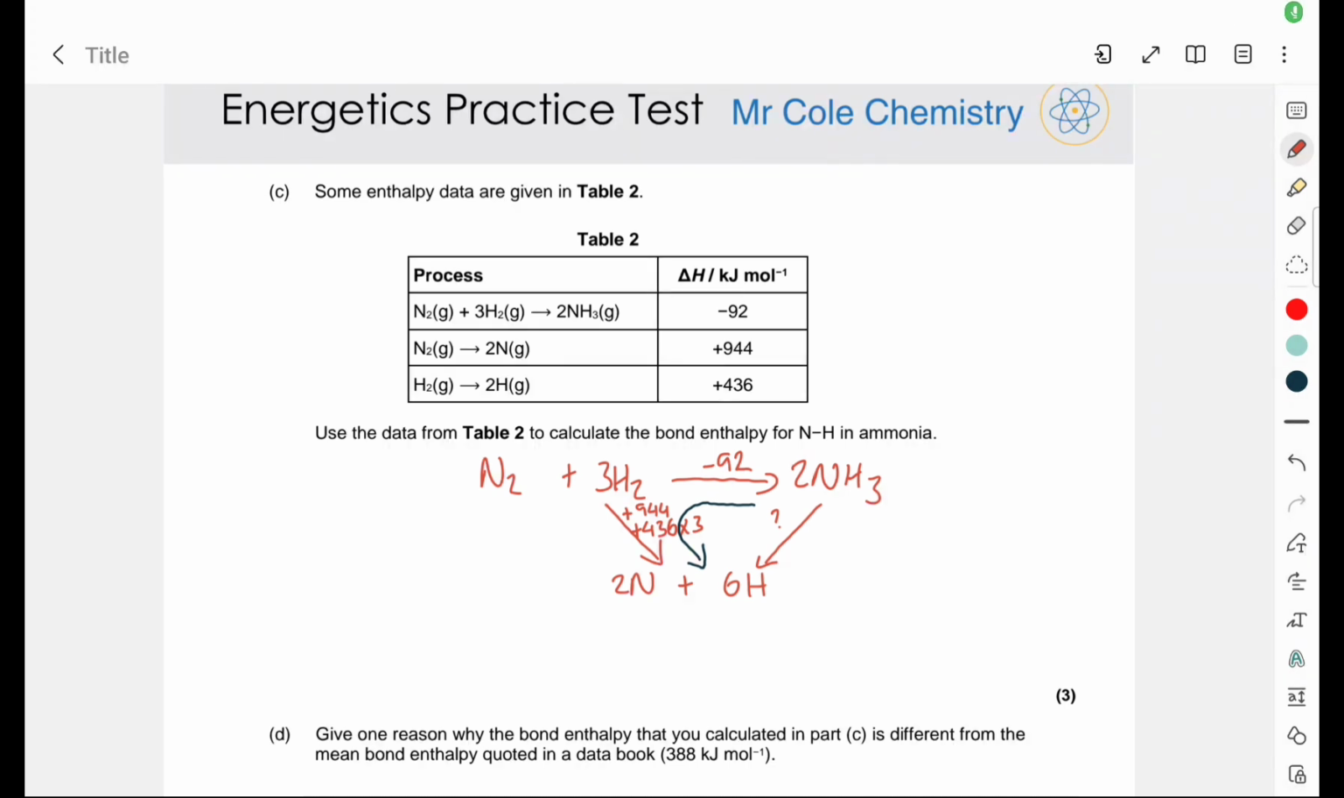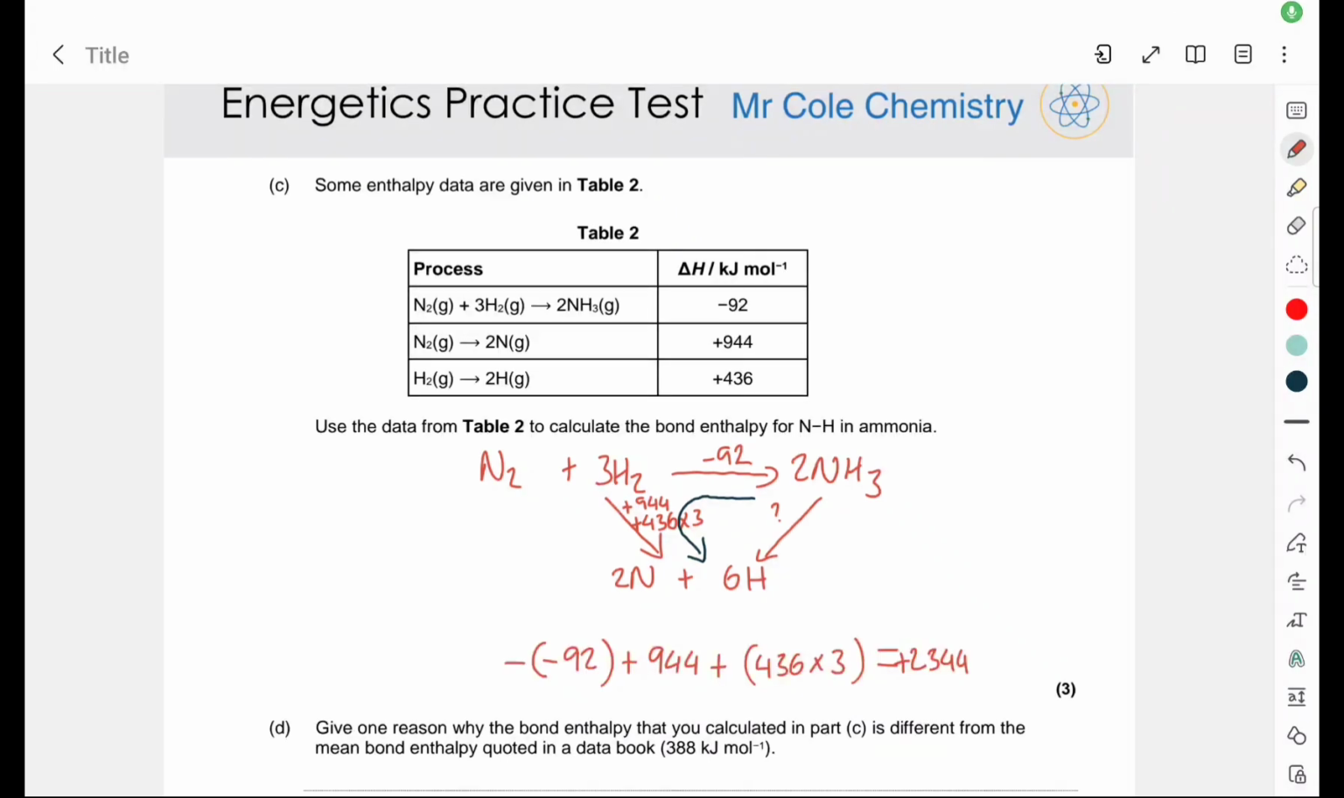So any arrows that oppose are subtracted, and any arrows that go in the same direction are added. Therefore, the equation is this. As before, don't forget that this is not the final step. What we have worked out here is the arrow on the right. What we're trying to work out is the bond enthalpy for the NH bond. There are 6 NH bonds in that arrow on the right, because there's 3 in each ammonia molecule and there's 2 ammonia molecules. Therefore, we have to divide this number by 6 in order to get the final answer.